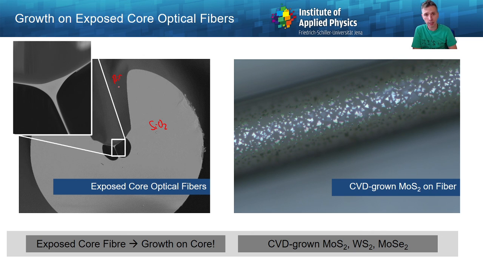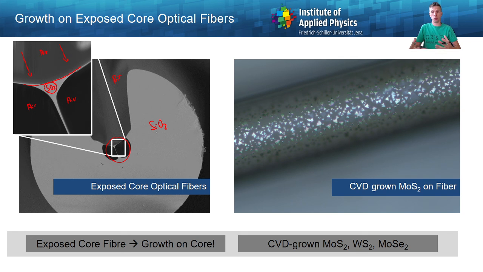Now the important stuff happens in the central region here, which is zoomed in at the top left for you. So you have a suspended core of silicon dioxide. This is where your light propagates in a mode which is surrounded by air. And if you place these in a CVD reactor, the top surface is exposed to the outside world, and you can actually get in contact with these material vapors, and you can grow 2D materials directly on that surface here.